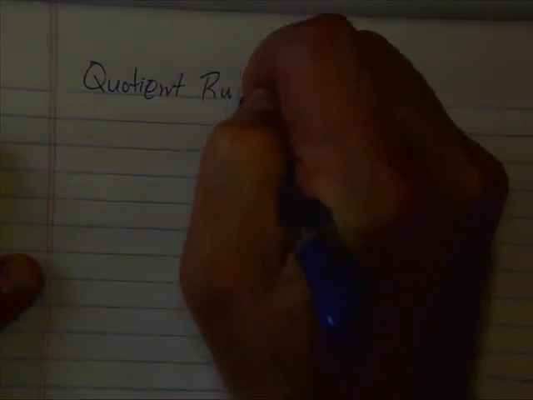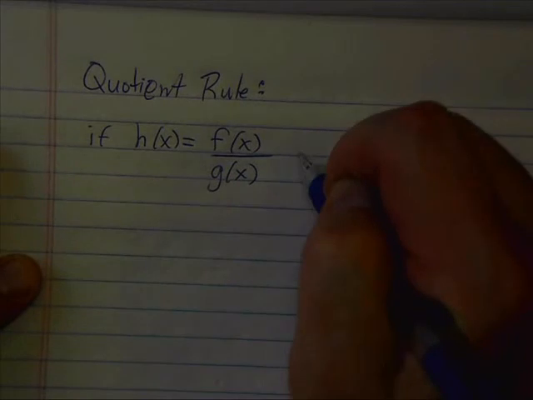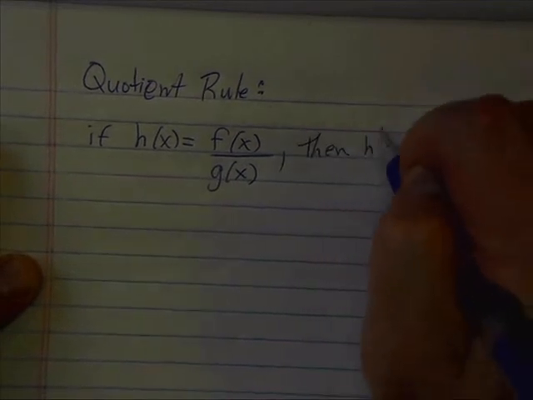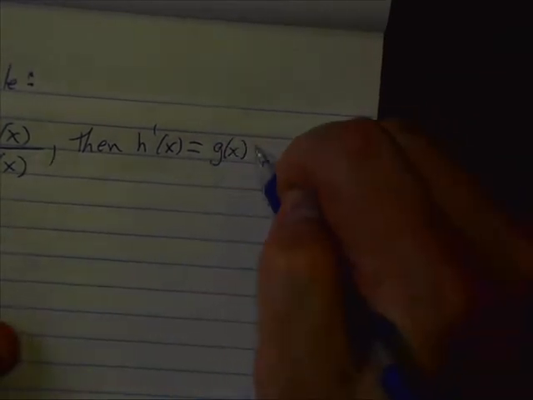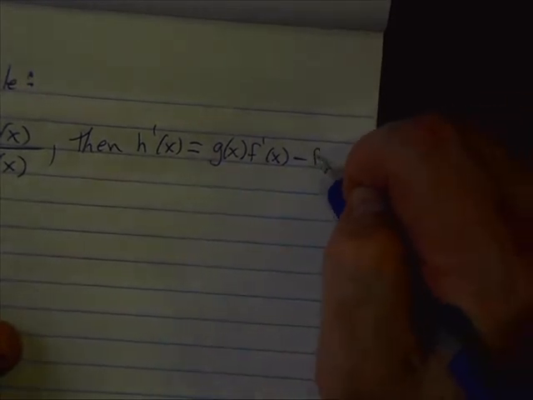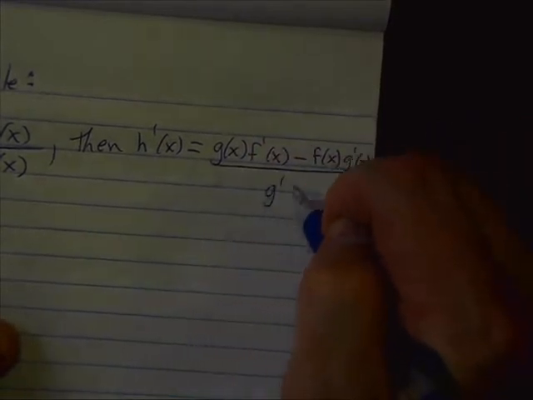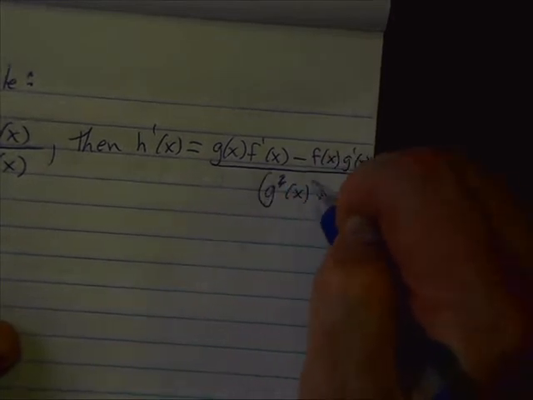The quotient rule tells you how to handle fractions. The quotient rule says if h of x equals f of x over g of x, so this time you have a fraction, then h prime of x is, you leave the bottom alone, you take the derivative of the top, minus, you switch it, you leave the top alone, you take the derivative of the bottom, divided by the bottom squared.